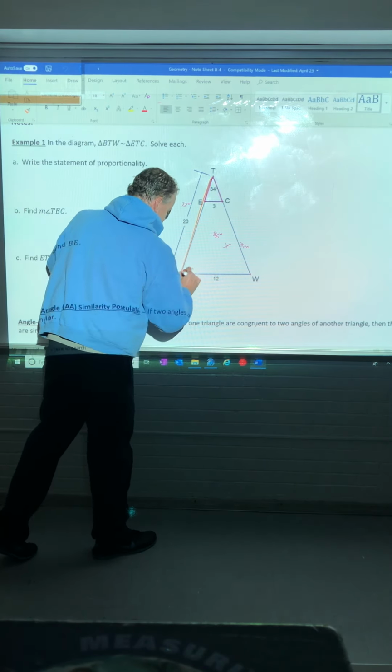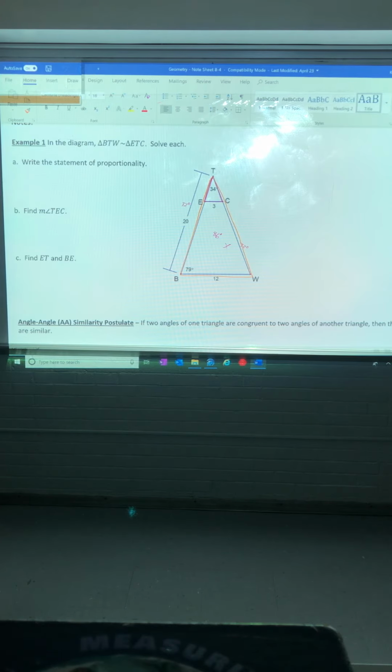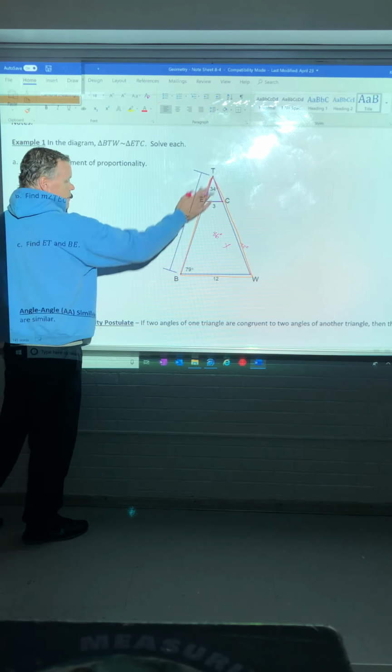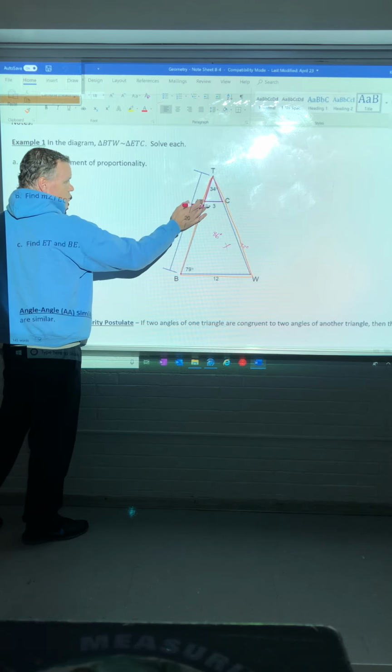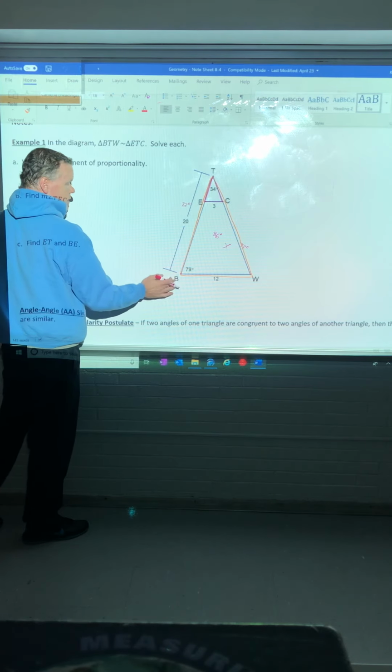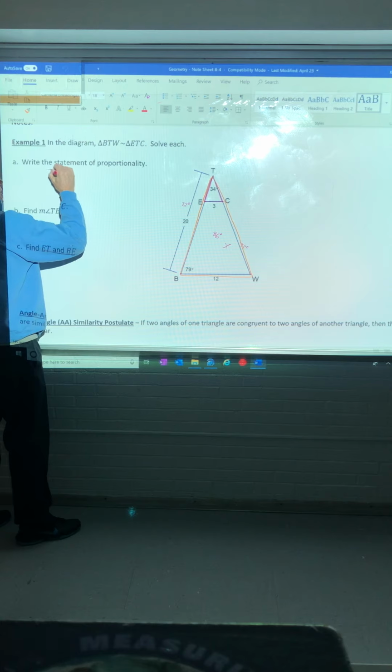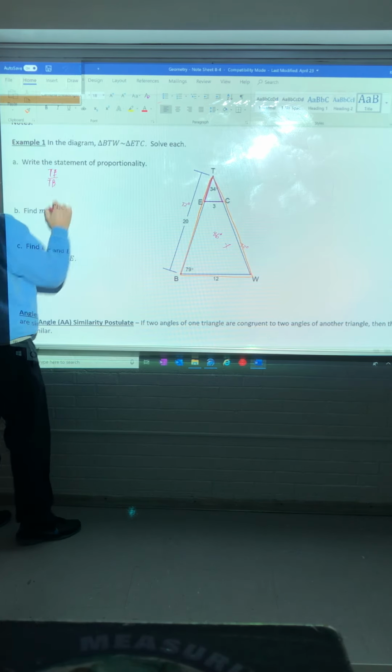but you can clearly see what sides are going to line up here. And you can also go by your similarity statement. In your similarity statement, you know that TE right here is going to line up with TB. This is the side of the small triangle. This is the side of the bigger triangle. So TE would be in proportion to TB.